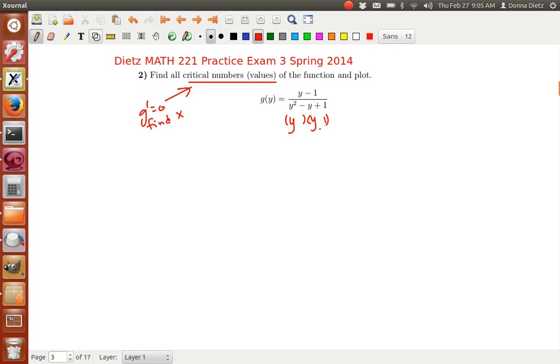Could we factor 1? And no, I don't think so. I don't think it's possible. At the very least, we can't factor a y minus 1 out of here, so that's not going to help us. Okay, you could do long division, and then you'd end up with nothing better than what you have. Okay, so we've considered those options.